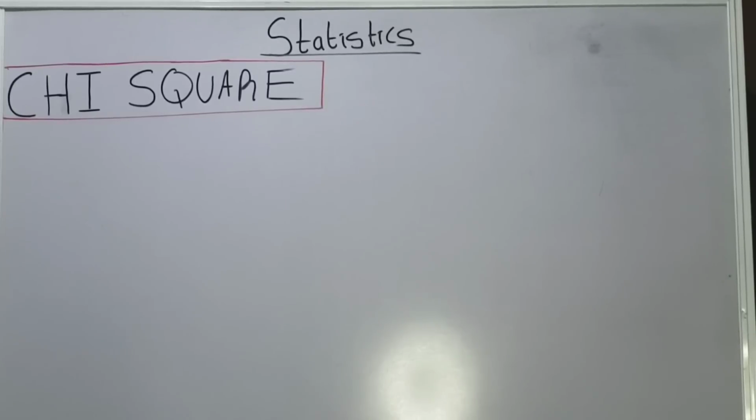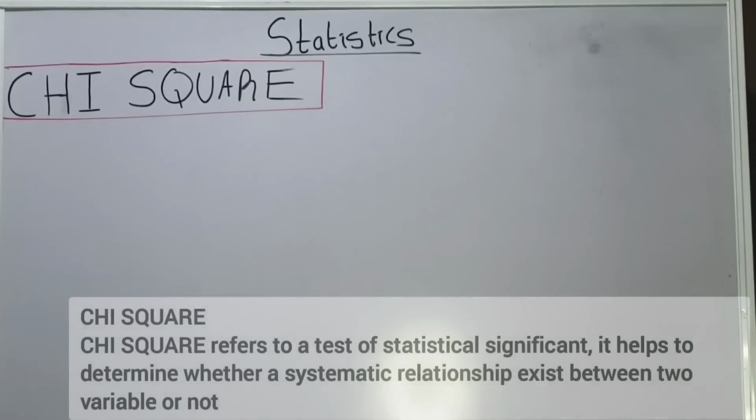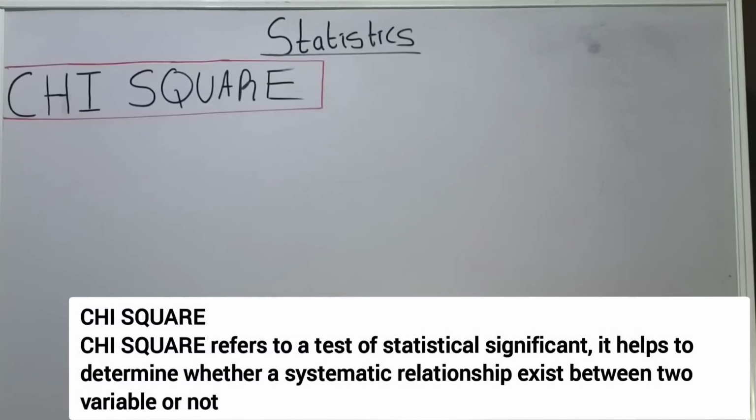In this class, we're going to talk about chi-squared. Before we have any calculation, let's understand what is meant by this concept, chi-squared. Chi-squared refers to a test of statistical significance. It helps to determine whether a systematic relationship exists between two variables or not.